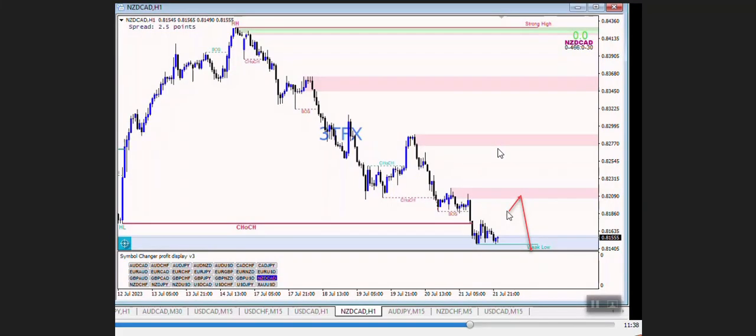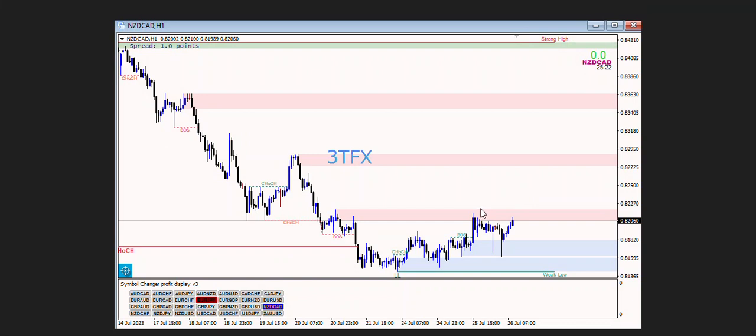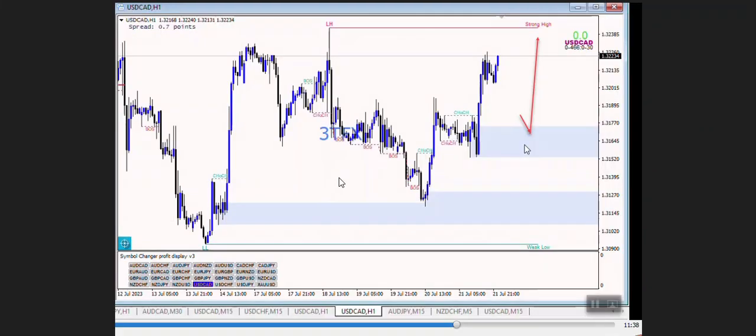Then looking at NZD CAD, we had a setup on NZD CAD with the expectation that price was going to sell from this order block. Price actually moved into it and sold for about over 40 pips on NZD CAD. This was a 1-hour setup, right?